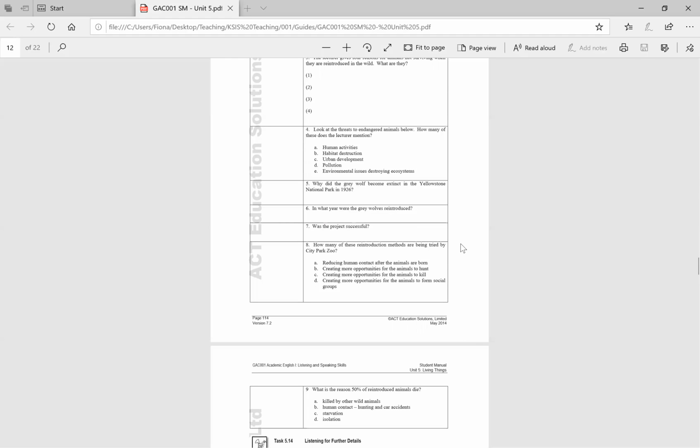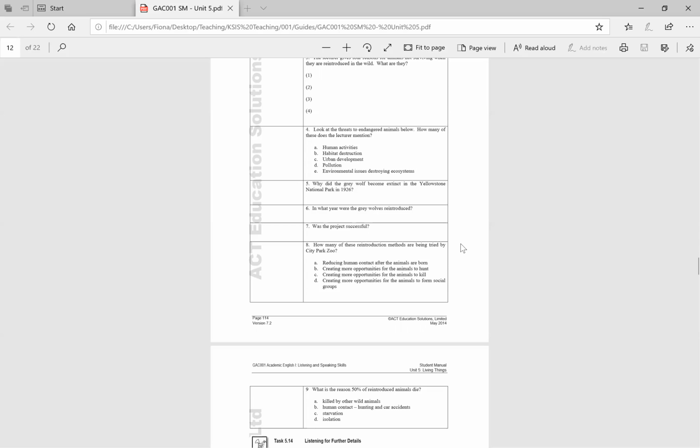It is a notable example. By 1926, gray wolves had been hunted to extinction in the 2 million acre region. Okay, so they were hunted to extinction. So people were hunting them and killing them for whatever reason. I don't think they ate them, to the point that there were literally no more grey wolves in the entire Yellowstone Park. All right.